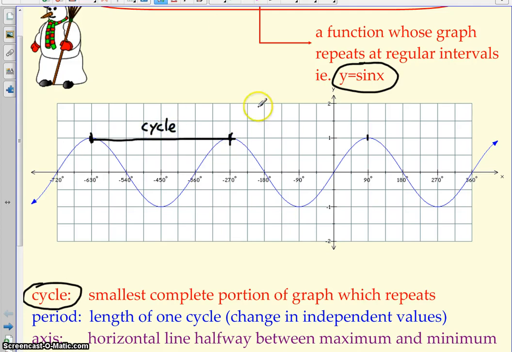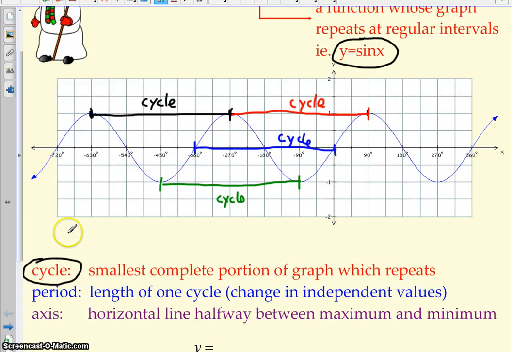Okay, I could also take a look at a cycle going from here to here, and that would be a cycle as well. I don't necessarily have to go from maximum to maximum. If I wanted to, I could look at the minimum here and go from here to here and call this a cycle. Or if I really wanted to be more adventurous, I could go on the axis here and go from here, not to there because that's not a full cycle, it's not repeating, but all the way up to here would also be a cycle. All these would be valid cycles. And again, you're just looking for a portion of the graph that repeats.